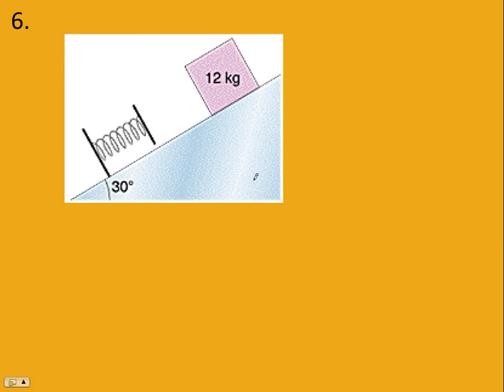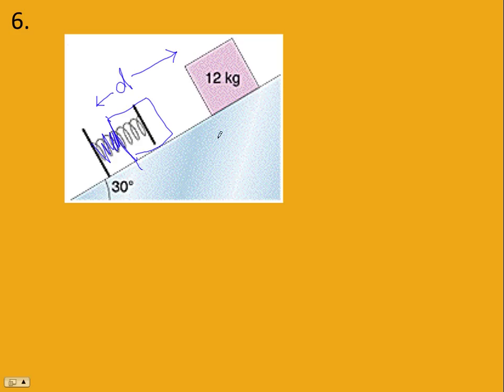Number 6, we want to figure out the total distance this block slides down this ramp, and we are told how much it compresses the spring. And so this is the initial situation. The final situation, the spring is more compressed, and the 12 kilogram block is sitting here at rest. And we want to figure out the total distance it went.